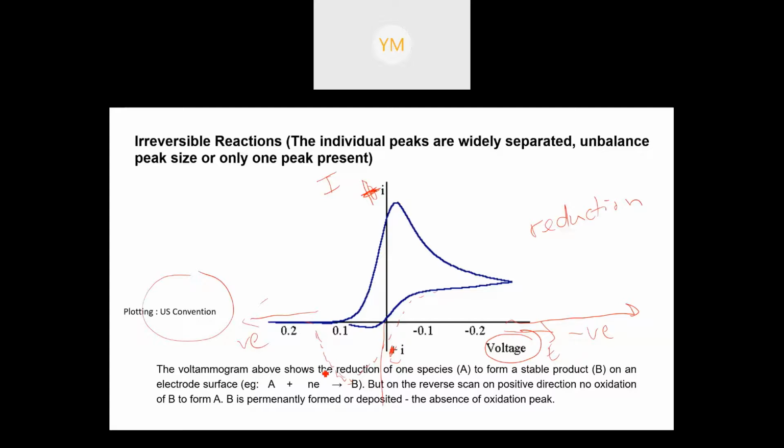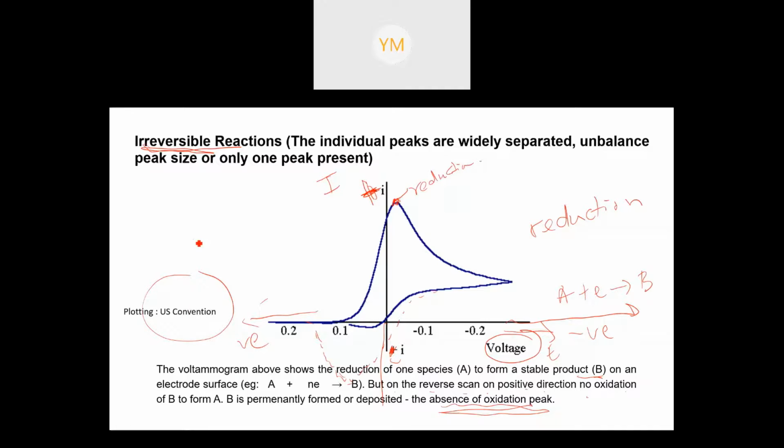Look at this. The voltammogram above shows the reaction of species A. For example, A will reduce to B, product B, on the electrode. But on the reverse scan, in the positive direction, there is no oxidation of B to form A back. So B is permanently formed or deposited. This is the reduction peak, and there is the absence of an oxidation peak. So this is called an irreversible reaction. It is not reversible.